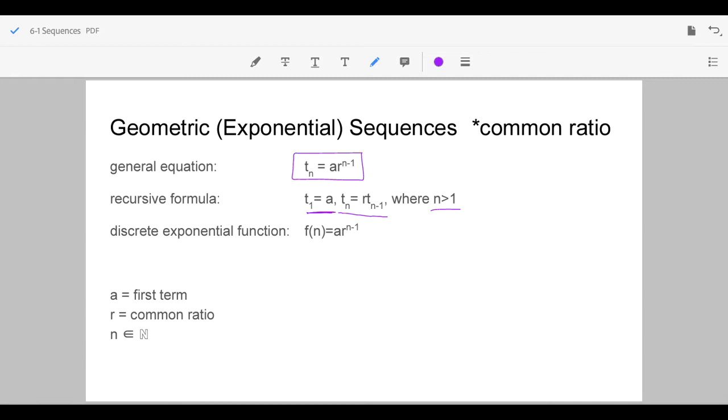And if we write this as a discrete exponential function, f of n is equal to a times r to the n minus 1. So it looks pretty much like this one, but instead of term n equals this, it's f of n equals this. Same thing as before, a is the first term, r is the common ratio, that part's new, and n is an element of the natural numbers, 1, 2, 3, 4, 5, and so on.